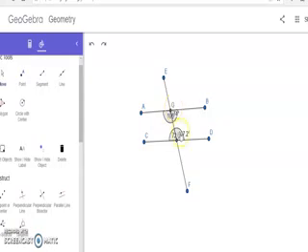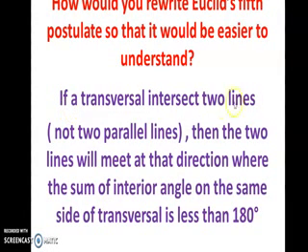Then these two lines will meet at that direction where the sum of interior angles on the same side of the transversal is less than 180 degrees. Okay, let me summarize this as: if a transversal intersects two lines, and the two lines are not parallel lines, then the two lines will meet at that direction where the sum of interior angles on the same side of the transversal is less than 180 degrees. Yes, this is how you can rewrite Euclid's fifth postulate.